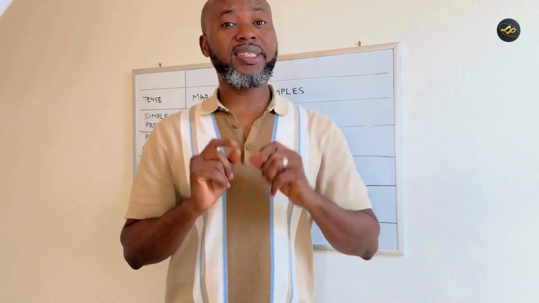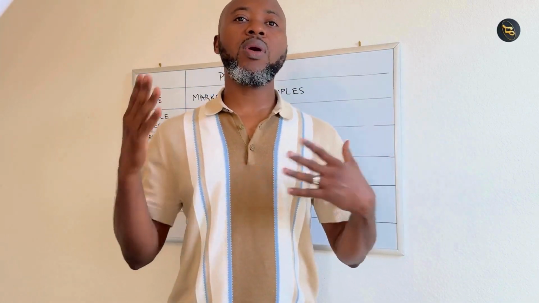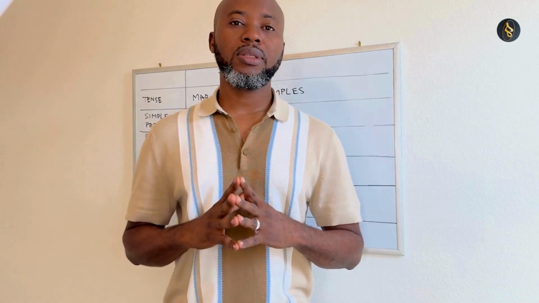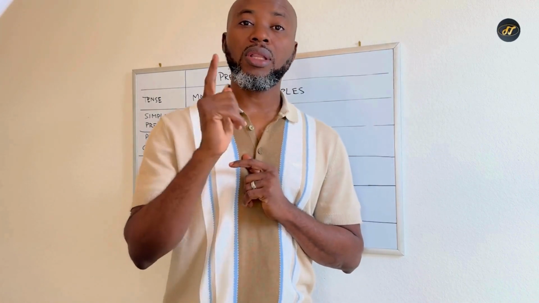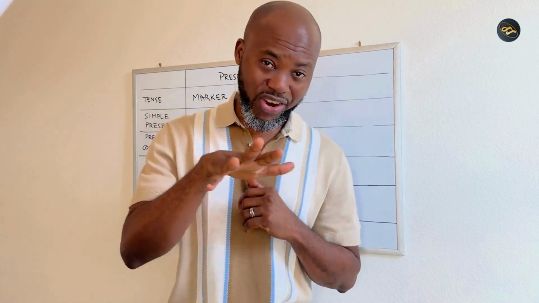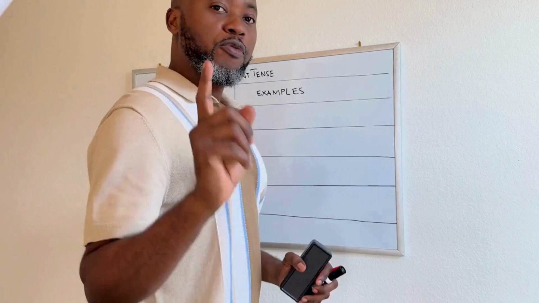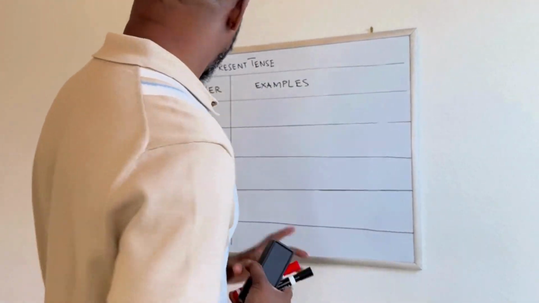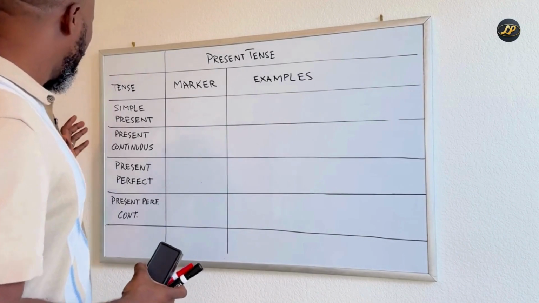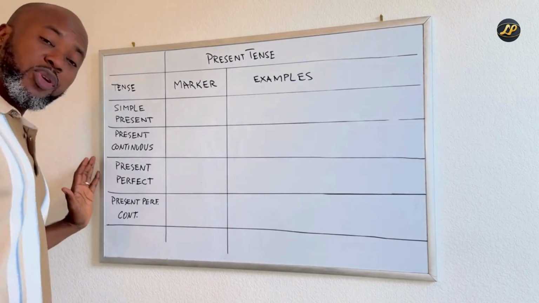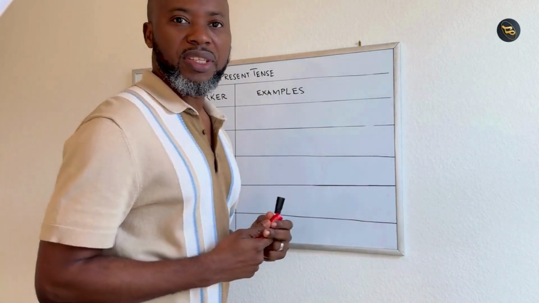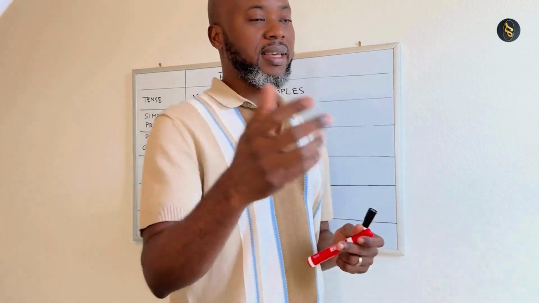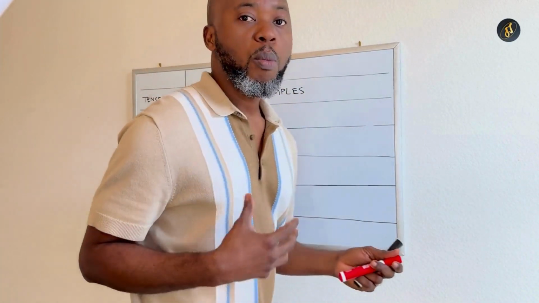Alright, to indicate time in Creole, we use what we call markers, and this is one of the reasons why I call Haitian Creole the easiest language on earth. Let's view them with me. For present tense, we're going to see simple present, present continuous, present perfect, and present perfect continuous. So, simple present, it's like I say, for example, moi manger.